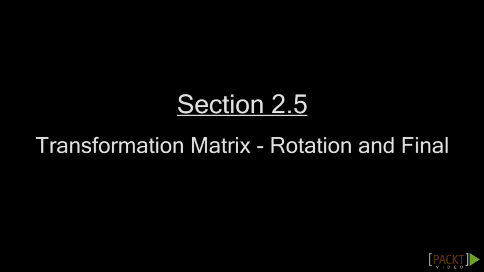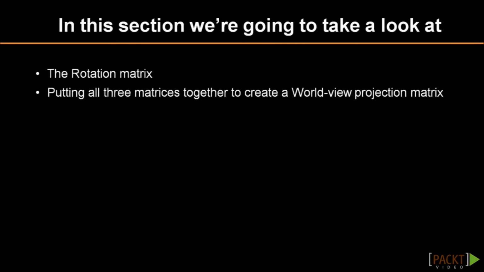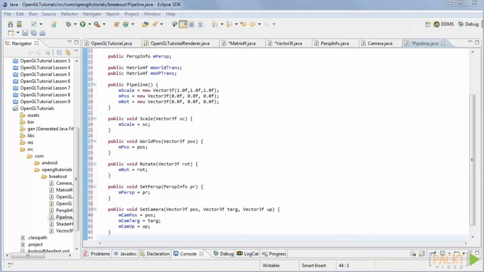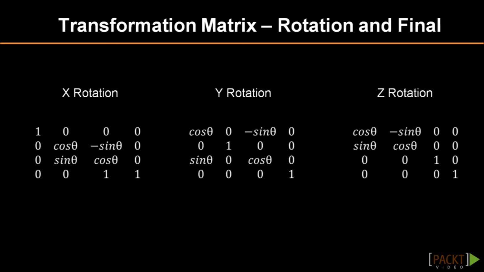Hello everyone, this video is titled Transformation Matrix, Rotation and Final, and in this video we will be creating our rotation matrix, as well as putting all three matrices together to create a world view projection matrix. In order to create a rotation matrix, we need to create three separate matrices, one for each axis. The three rotation matrices can be viewed here.